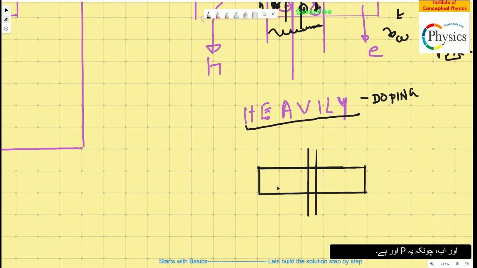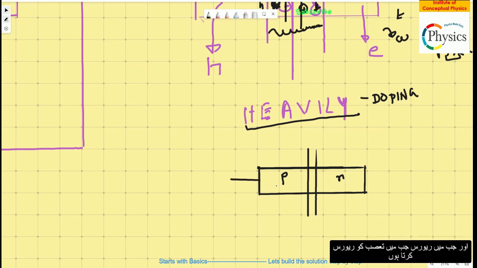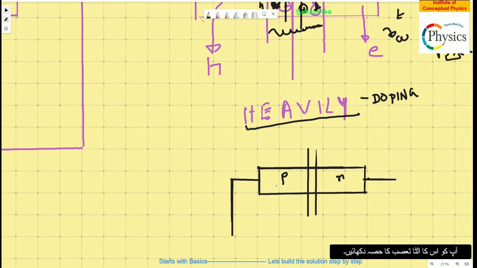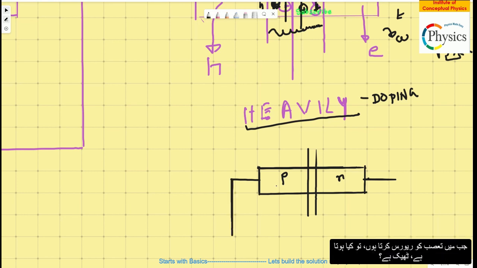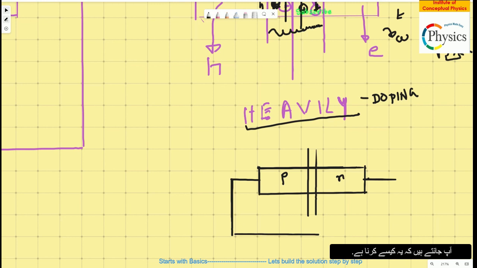And now, since this is P and this is N, let me reverse bias it. Let me just show you the reverse bias part of it. When I reverse bias it, what happens? I'm just drawing the circuit. So you know how to show the reverse bias: the negative terminal is connected to P and the positive terminal is connected to N. So this is your N.